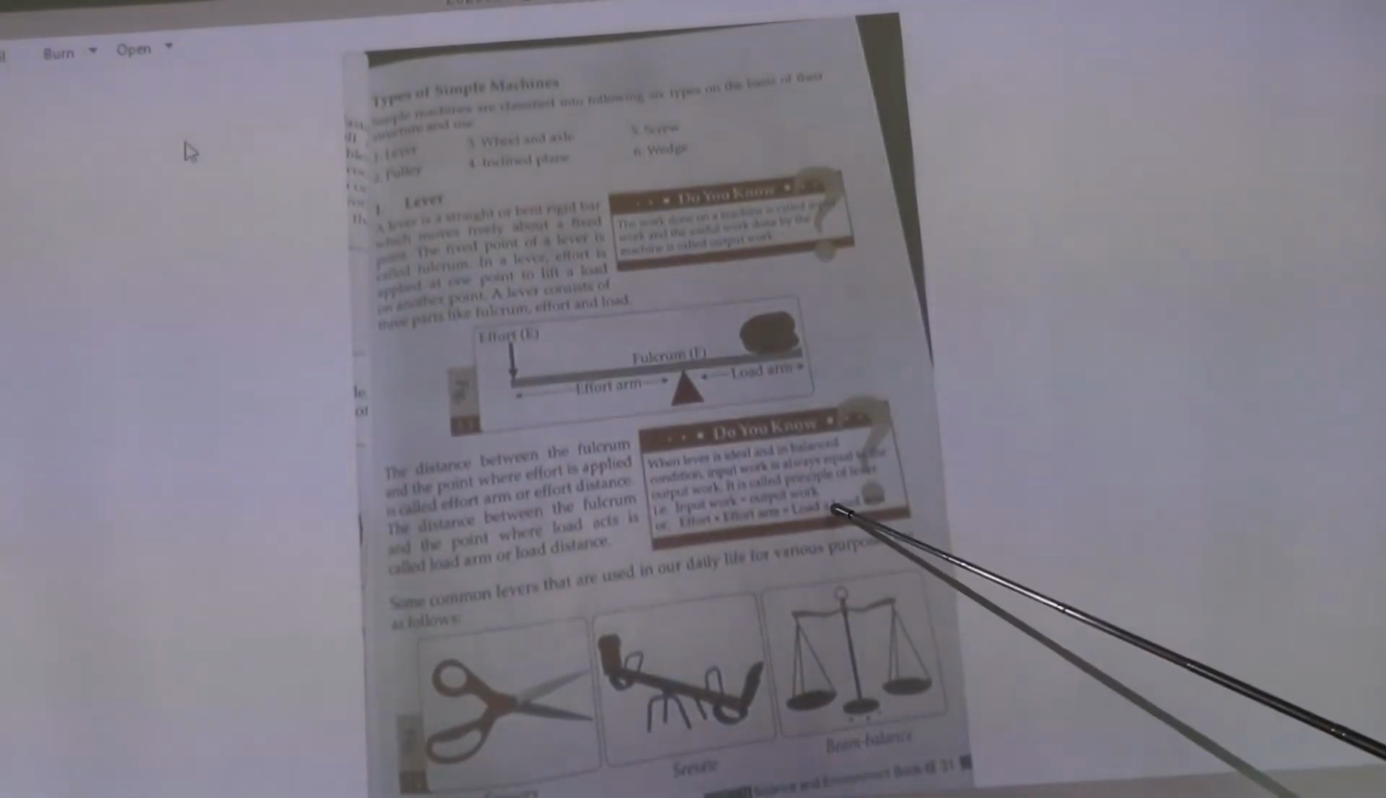When a lever is ideal and in balanced condition, input work is always equal to the output work. It is also called the principle of lever. Some common levers that are used in our daily life for various purposes are as follows. For example, scissor, seesaw, beam balance are examples of simple machines of the lever type.